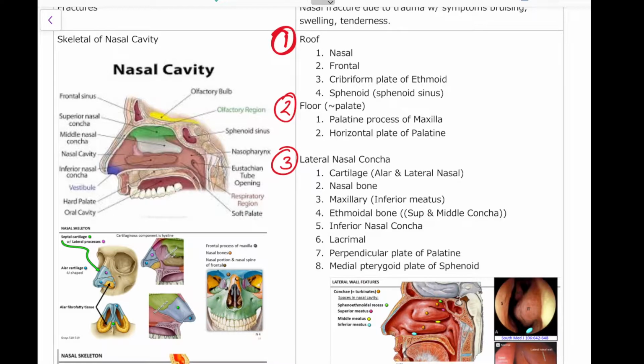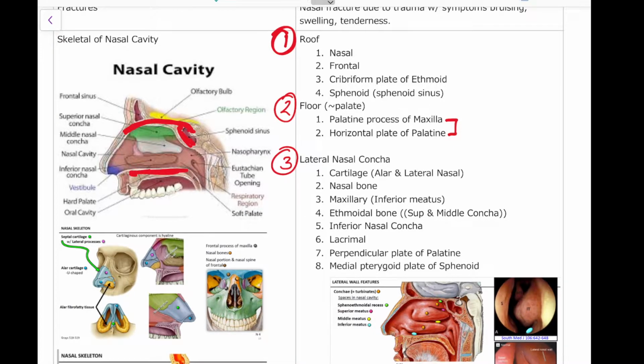So here, if we talk about the roof of the nasal cavity, we have the nasal bone, the frontal bone, the cribriform plate of the ethmoid, and the sphenoid bone. The floor becomes the palate, which is made of the palatine process of the maxilla and the horizontal plate of the palatine bone. So that is the bottom here. So we did the palate, and we did the roof, which is made up of a lot of bones, going all the way from the nasal to the frontal to the cribriform, and then all the way back to the sphenoidal bone around the sphenoid sinus.